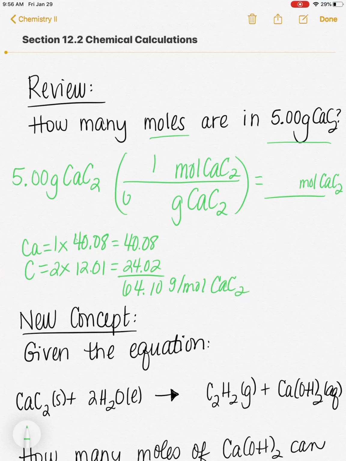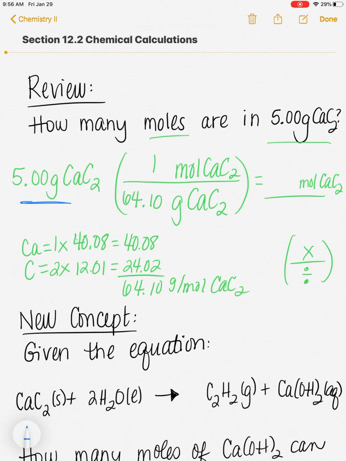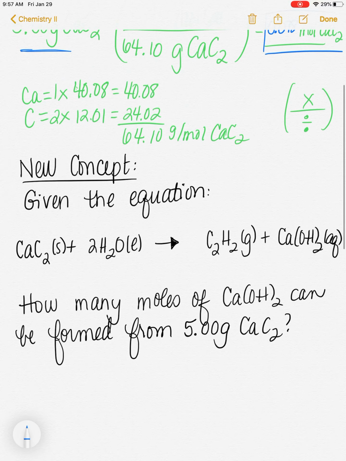Now that's not the answer for my problem. That is the number that I'm going to put in our conversion factor. There's 64.10 grams in every mole of that substance. Now remember, for mathematics, we will multiply by the top number, divide by the bottom number. In this case, we're going to start with 5 because that's the number that we are given, and we will divide by 64.1. So 5 divided by 64.1 gives me a value of 0.078 moles.